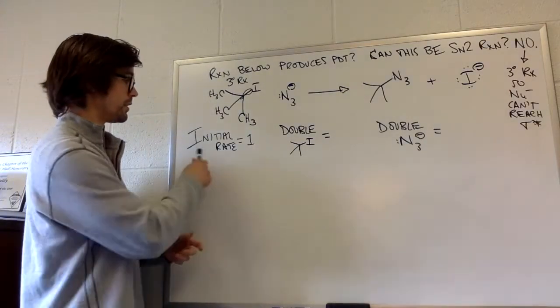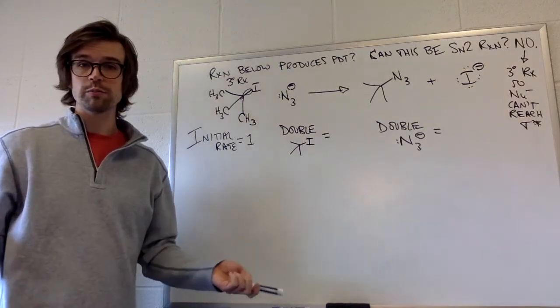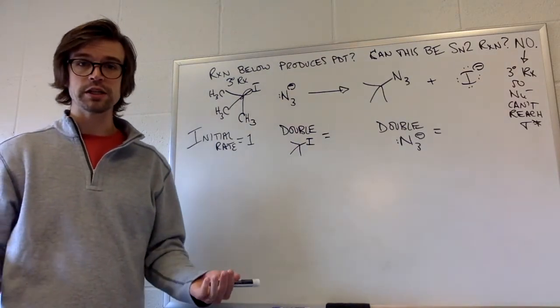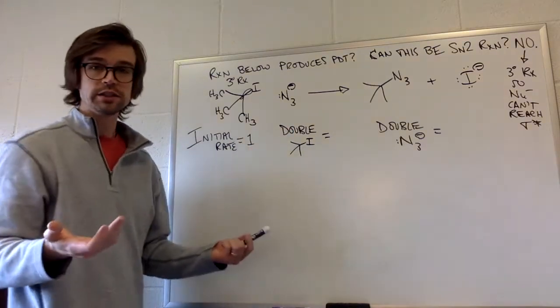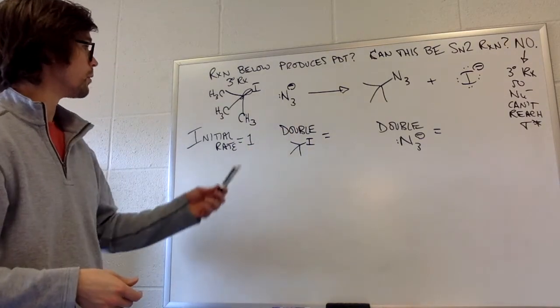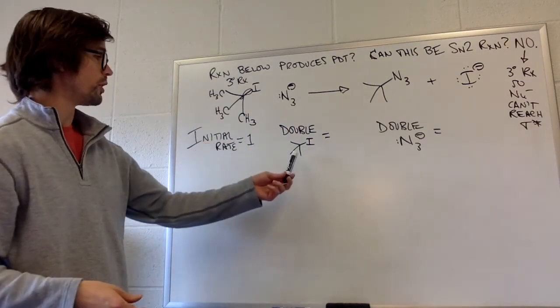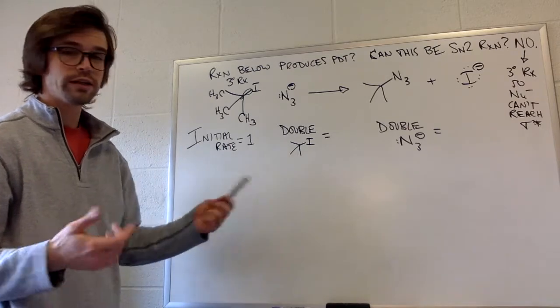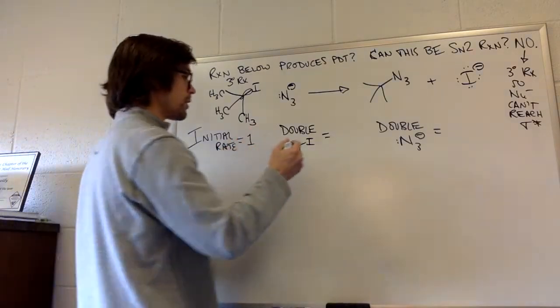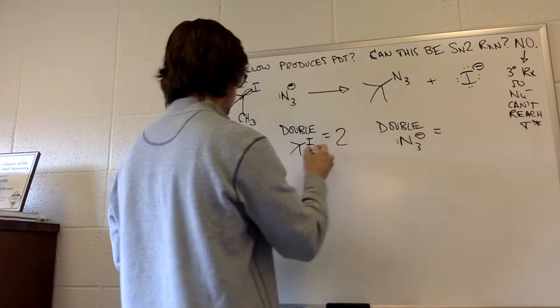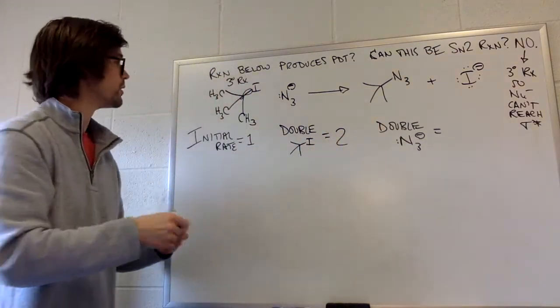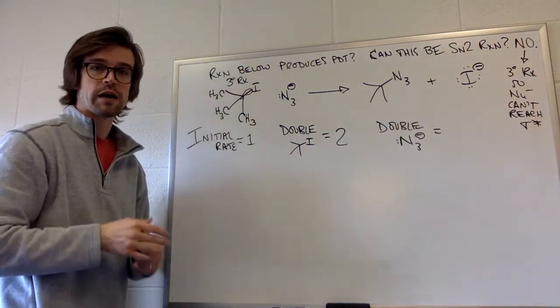So if the initial rate was 1, we can see what's important in the rate determining step by changing the reactant concentrations. And it turns out that when we double the concentration of this, we actually get a doubling of the rate. The rate equals 2. So we went from 1 to 2. So this must be involved in the rate determining step.